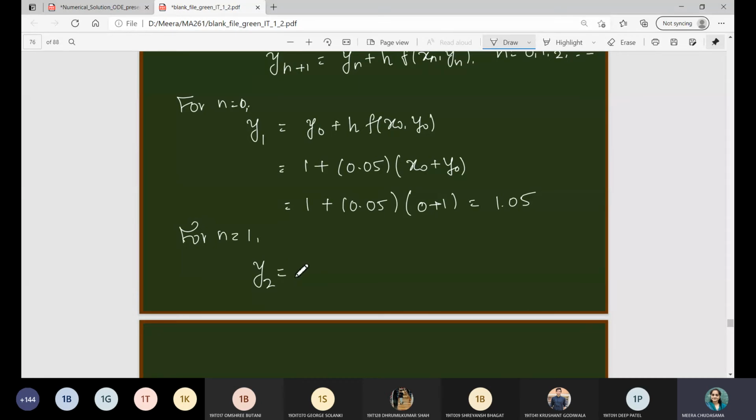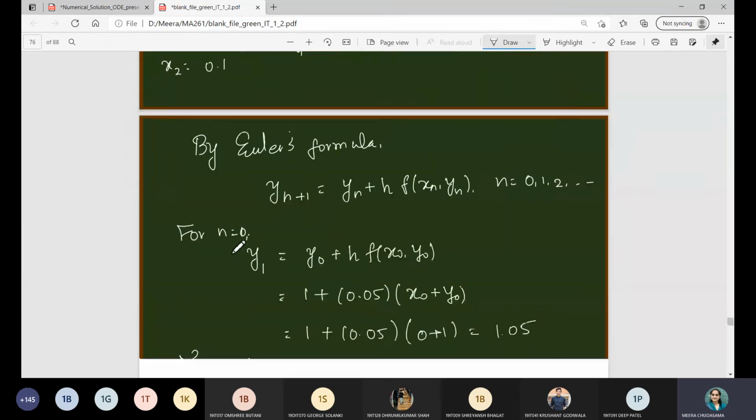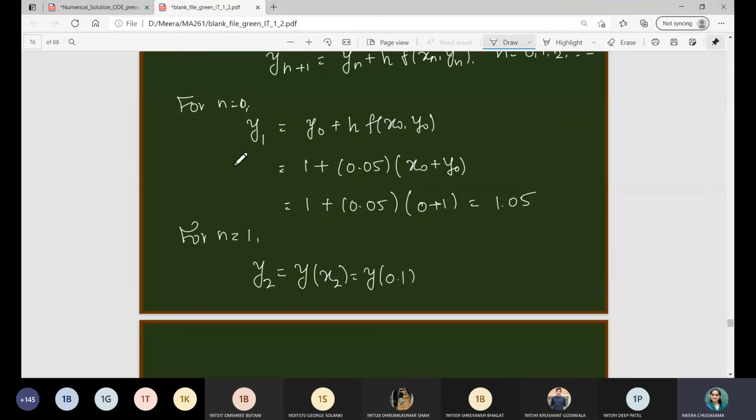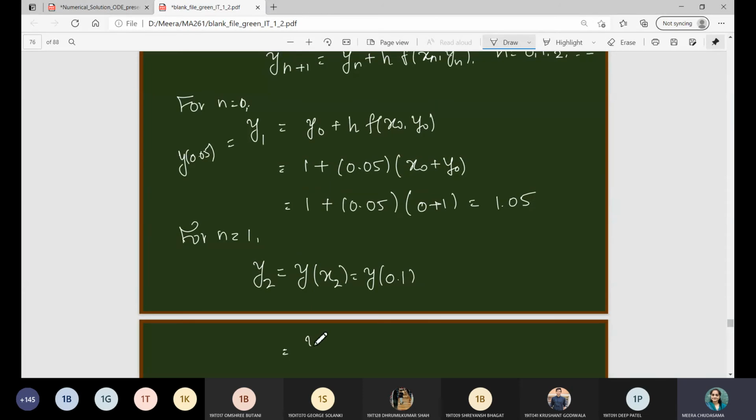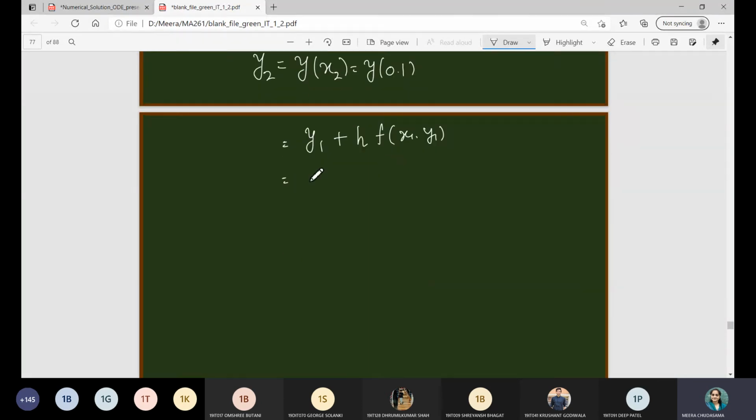For n is equal to 1, the next approximation will be y2. y2 means y at x2, which is 0.1; the previous one was y at 0.05. So what will it be by the formula? It will be y1 plus h f at x1, y1. That means y1 plus h times f of x, y, which is x plus y. So f at x1, y1 is x1 plus y1. Let us substitute all these values.